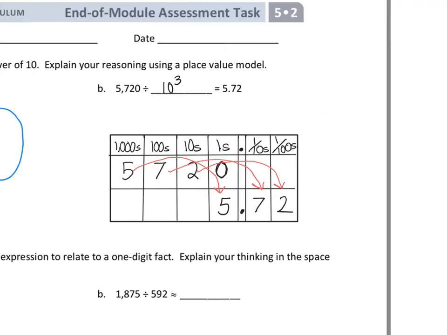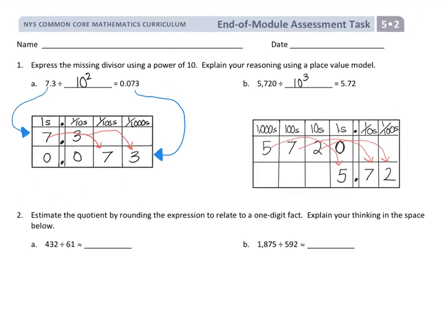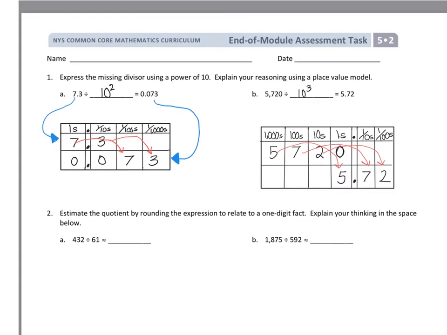It is important to note that you need to have a place value chart in both of your answers. We have a place value chart here and a place value chart here. You're showing that it is moving 2 places, 10 to the power of 2 here, and it's moving 3 places here, which is 10 to the power of 3. Make sure that you answer with the power of 10 and have your place value chart in here. Otherwise, you're not answering this completely.